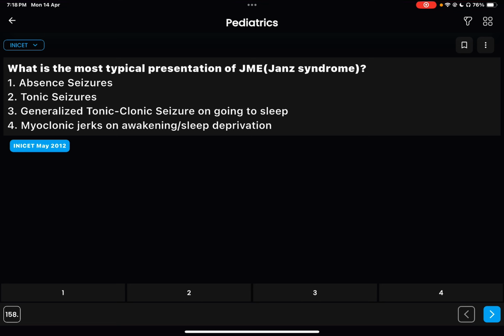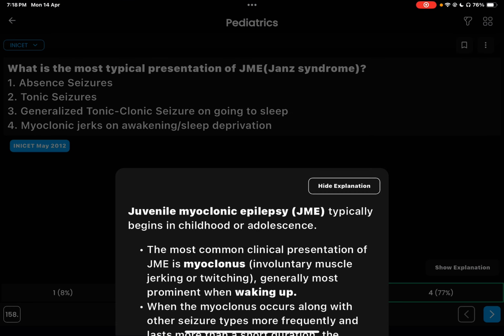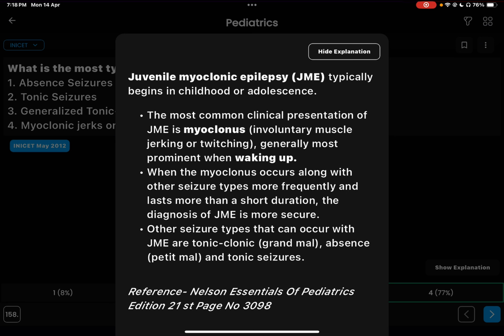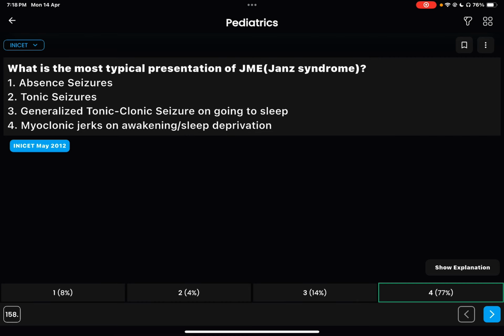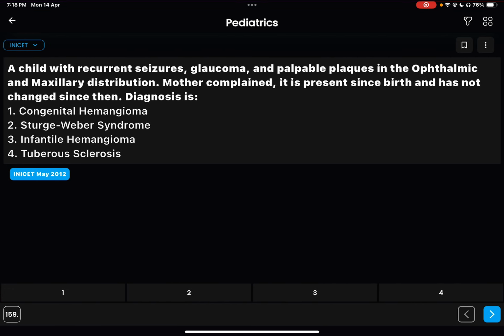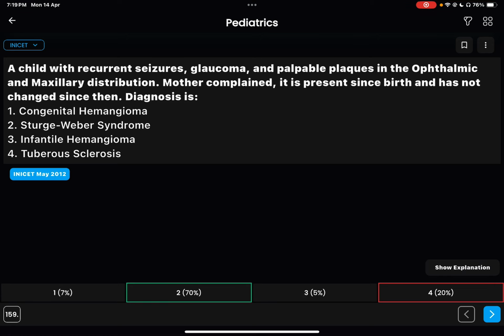Janz syndrome. It should be number 4. Myoclonic jerks on awakening, sleep deprivation. Answer is Sturge-Weber syndrome.